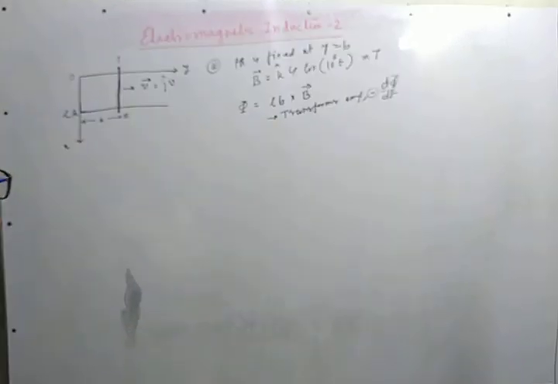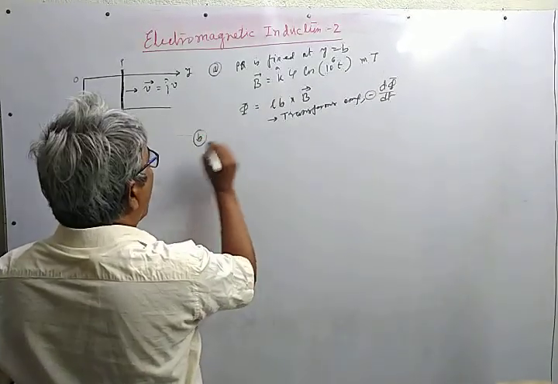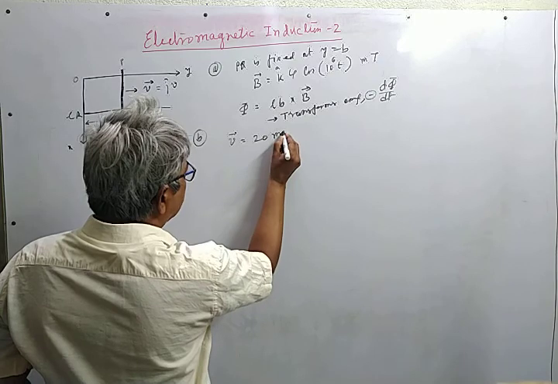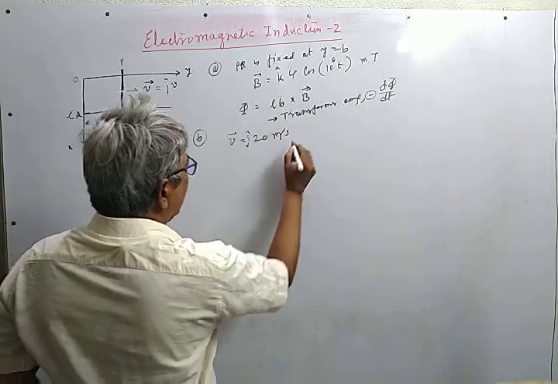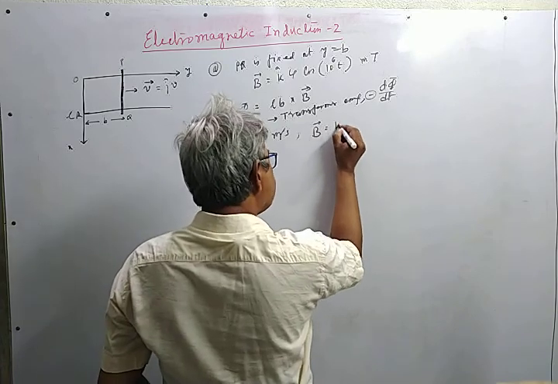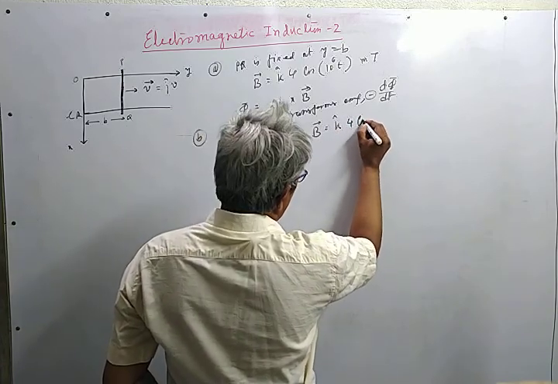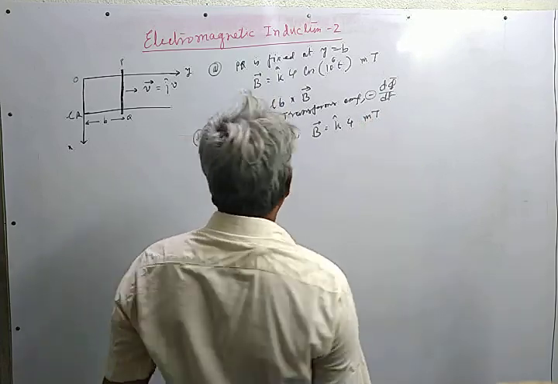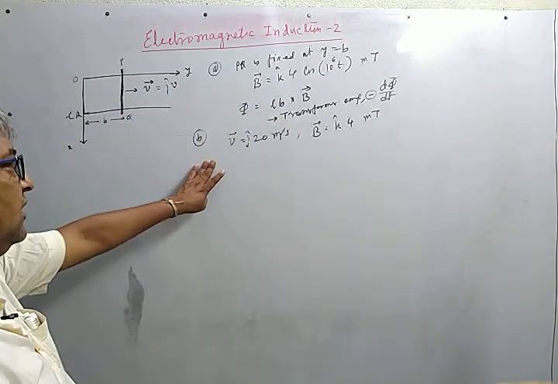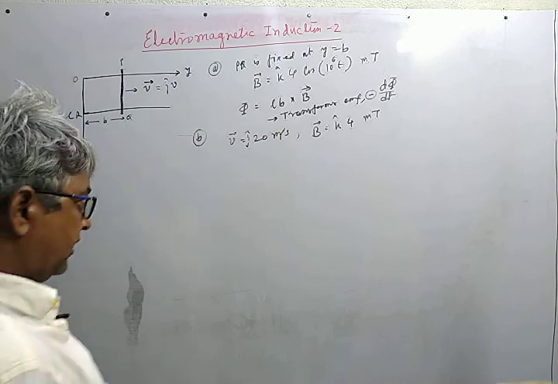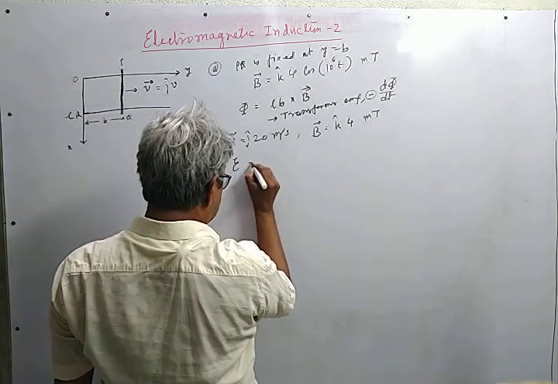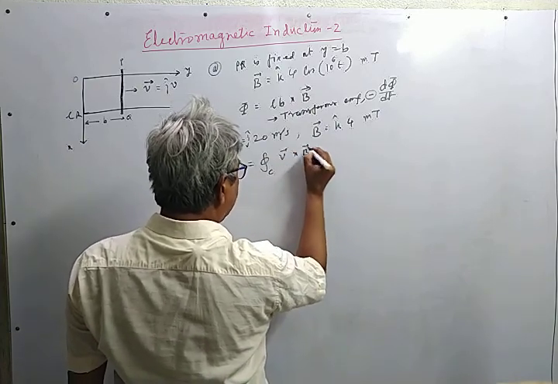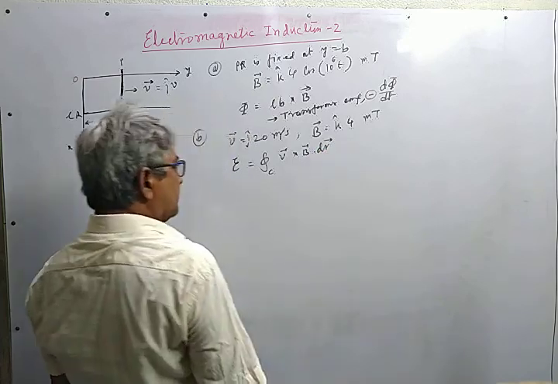In the second situation, we consider B to be fixed and PQ is moving with a velocity v, say 20 meter per second along j cap, and B is fixed at 4 millitesla. In that case, we should consider the motional EMF. The motional EMF developed is v cross B dot dr. This is the motional EMF.